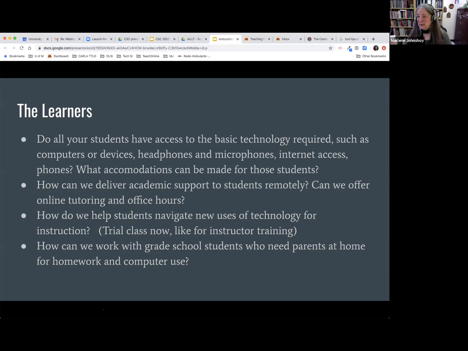And I think there's been some interesting things going on in the chat, suggesting alternate ways of grouping students to work with them, using programs like Remind, Extempore, and a few others. There's lots of things out there, but for the learners, I'm going to finish up here by saying I don't know how to answer the one about the grade school students who need parents at home for homework and computer use. I don't have any really good answers for that one.